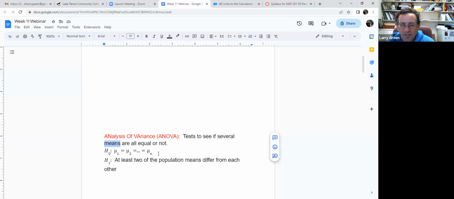Any questions on H naught? Any questions? Okay, again, it's always that the means are all the same and then you put it in symbols like that.